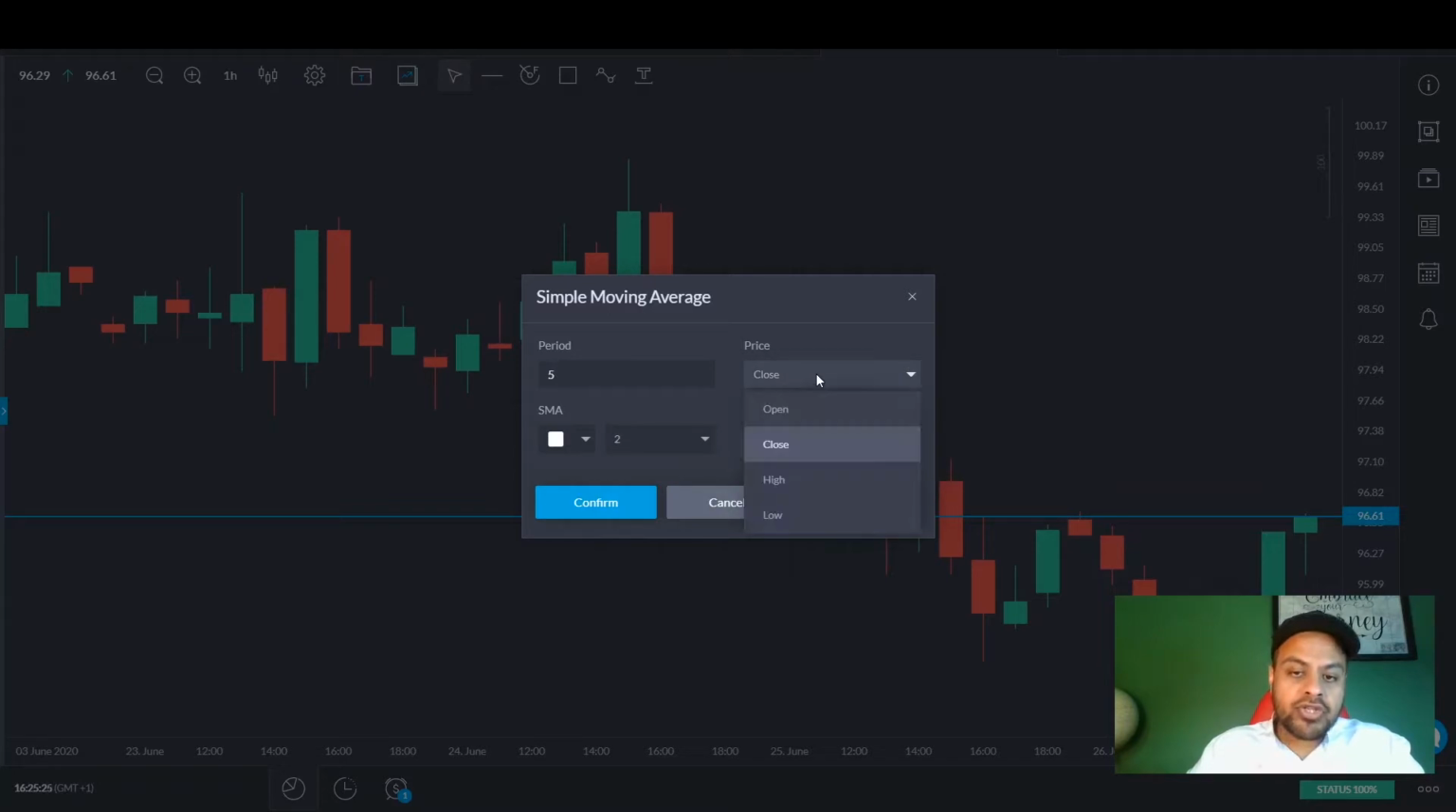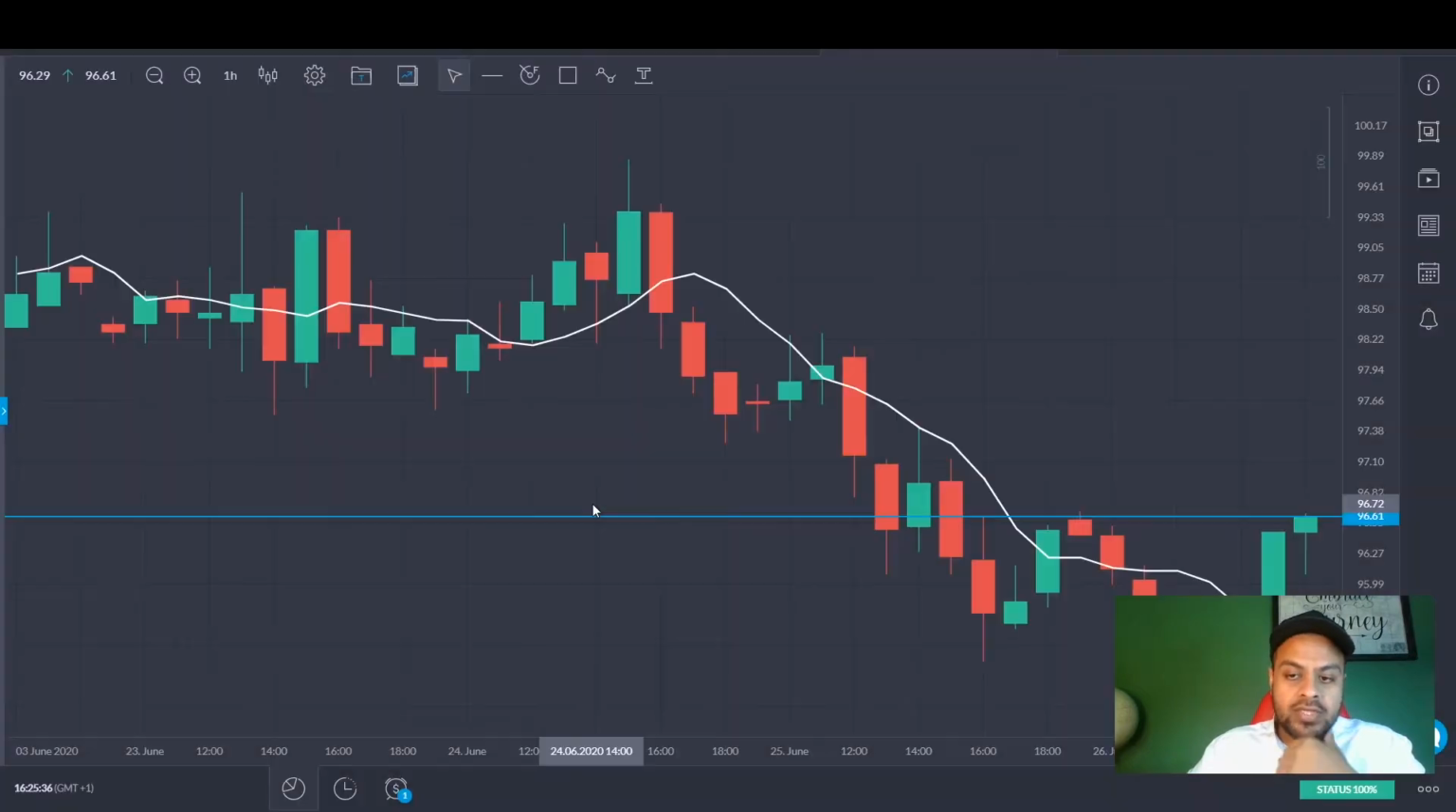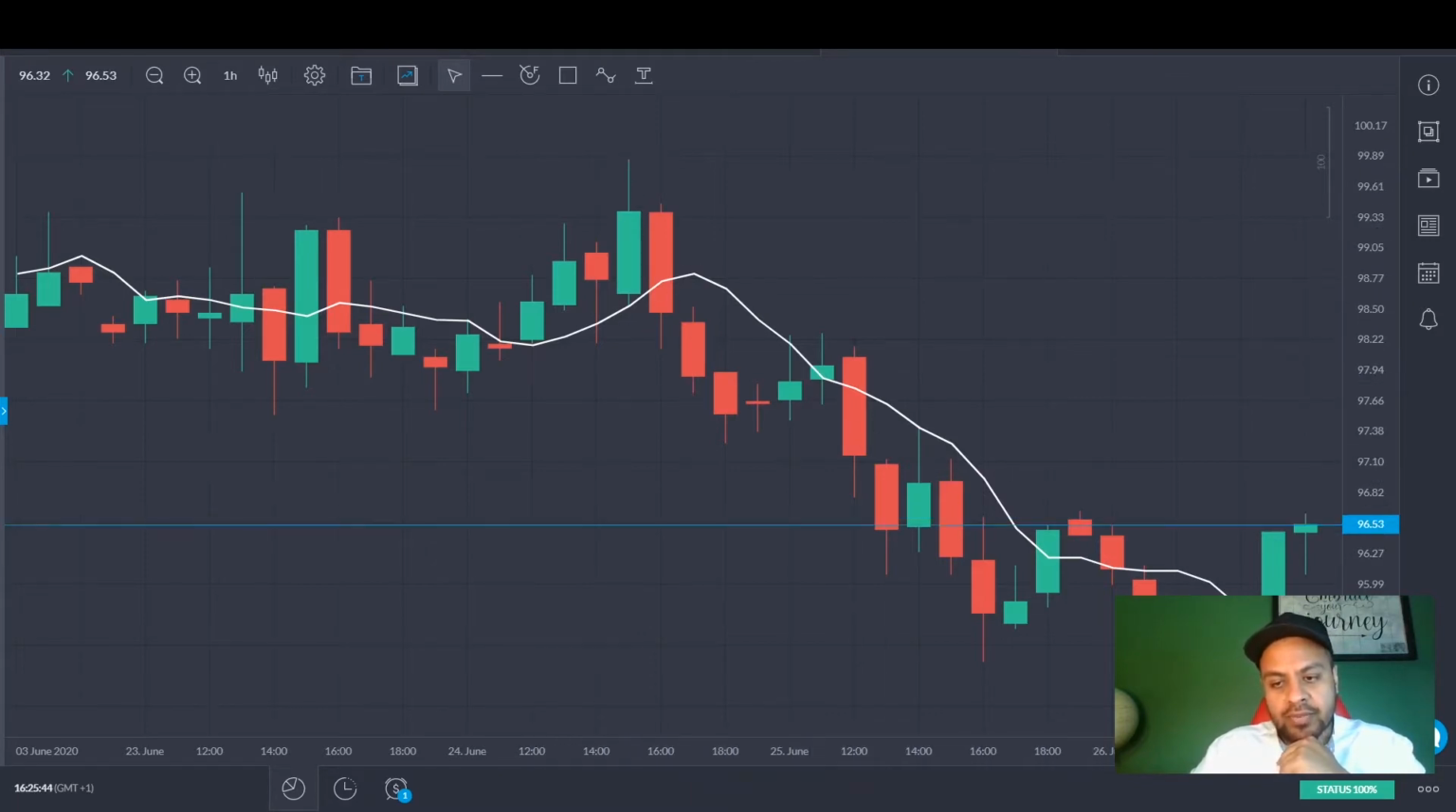The price, you can choose open, close, high, low. It doesn't really matter which one you choose as long as you're consistent in what you use, because it's all relative. So I plotted it, and as you can see, it's smoothed out all these price points. Where you can see the price has gone quite high there, it's come back down. It smooths out all those prices.